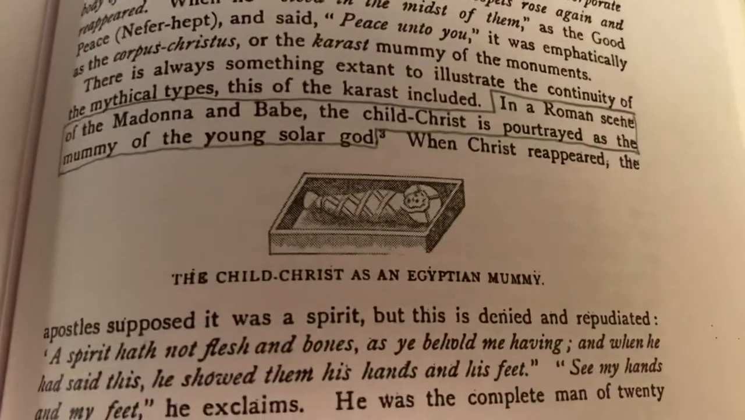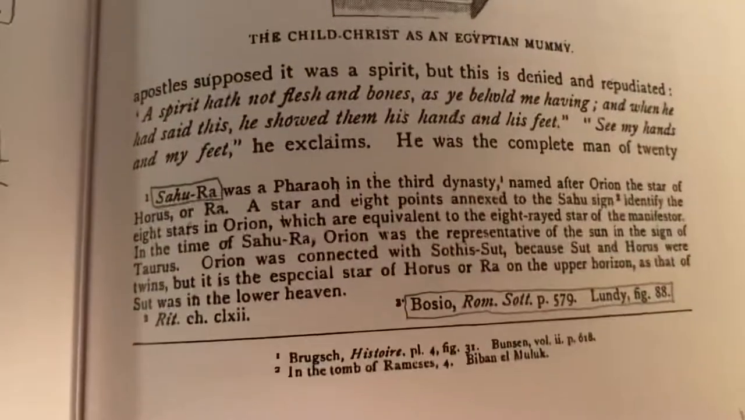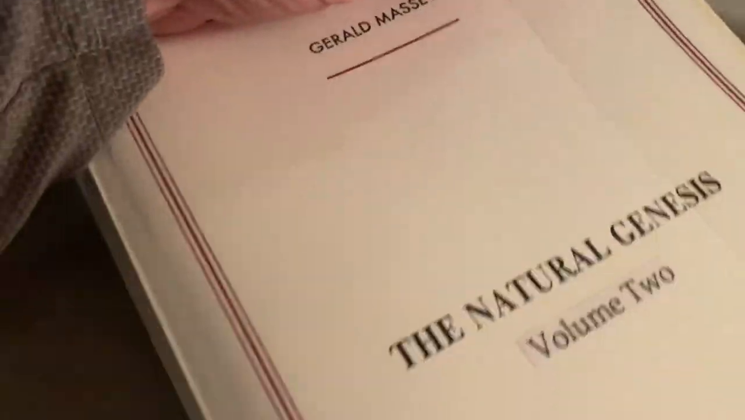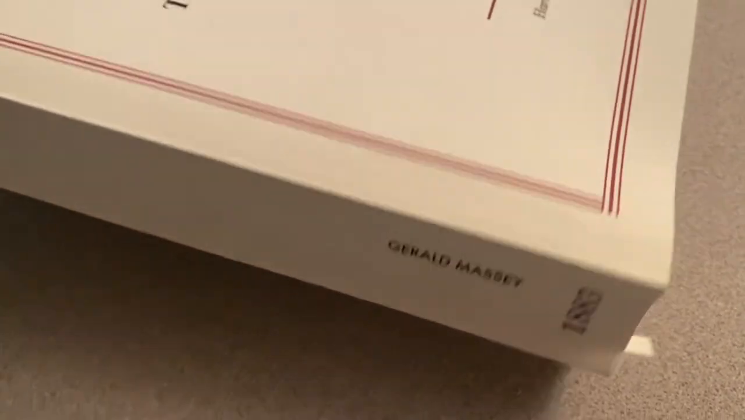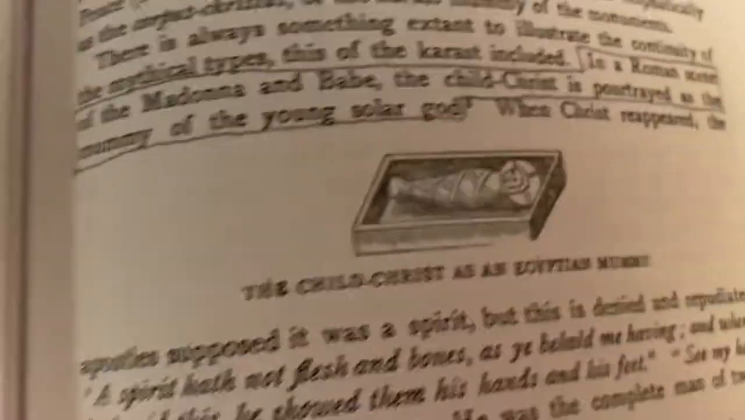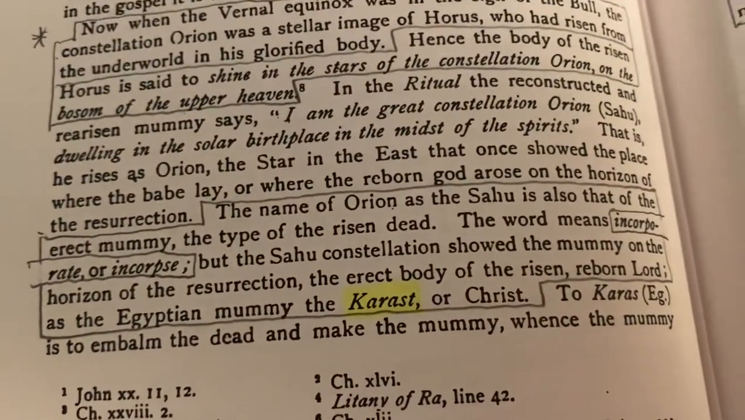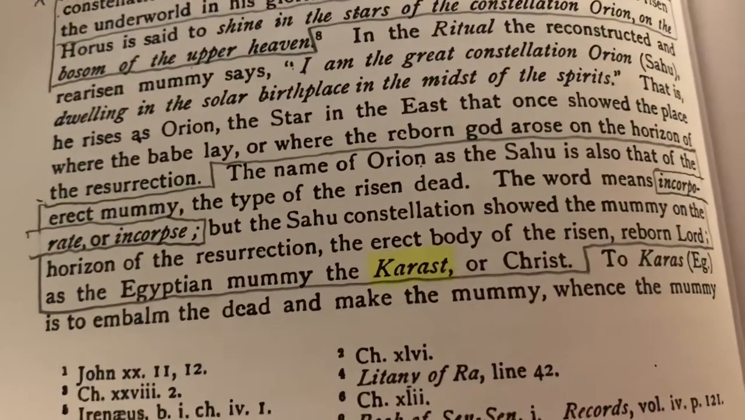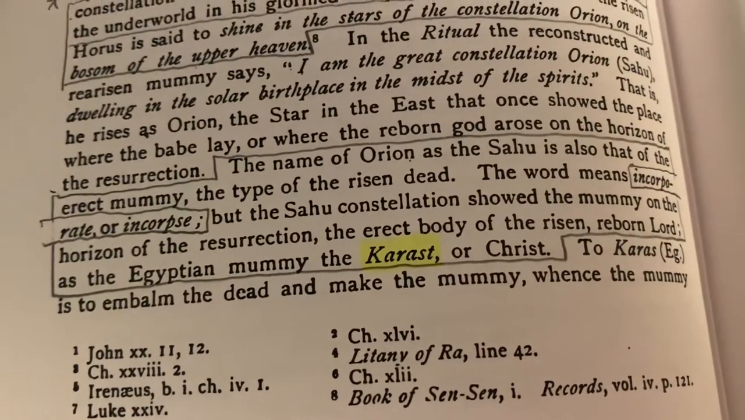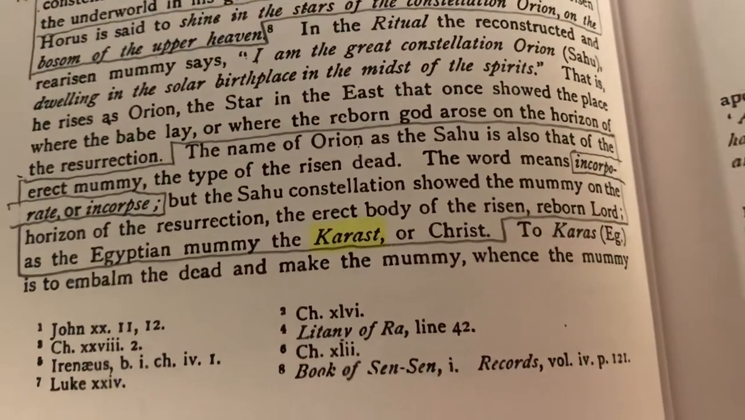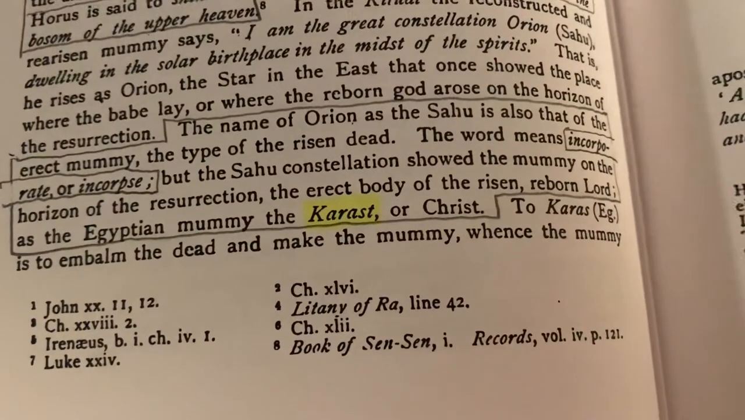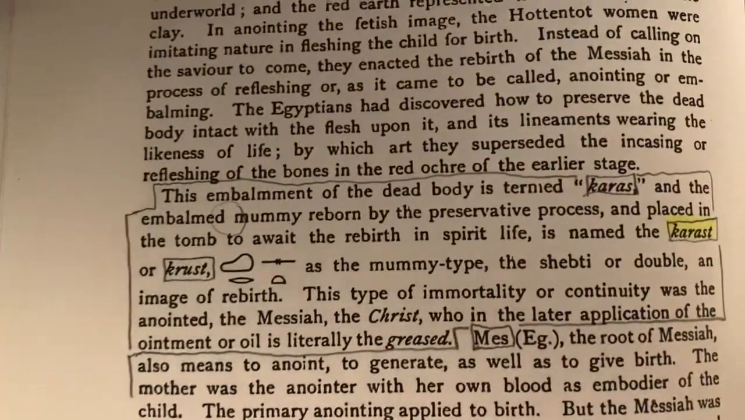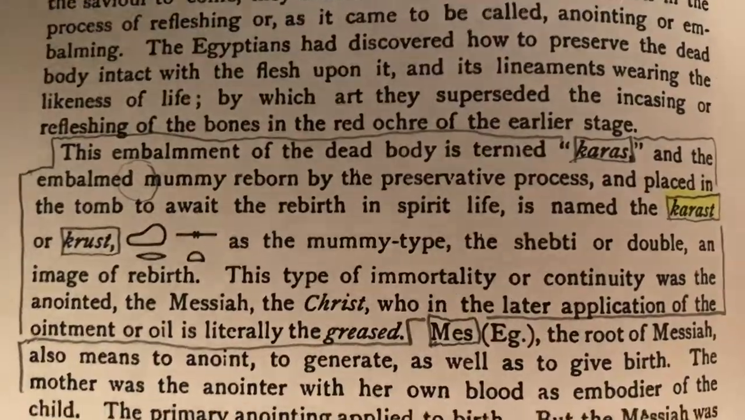We also see the Christ child as Egyptian mummy. Page 437 from the second volume of Macy's Natural Genesis, written in 1883, where he says that the krst equals Christ, which equals the Egyptian mummy, comes from the Orion or Sahu constellation, symbolic of the risen dead in the stars. And he says it's related to the word incorporate or incorpse. And then the hieroglyph is this for Christ.